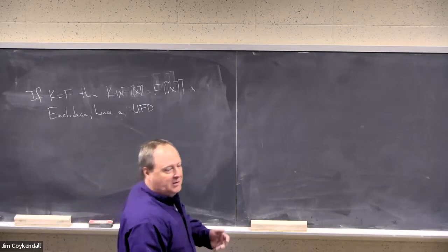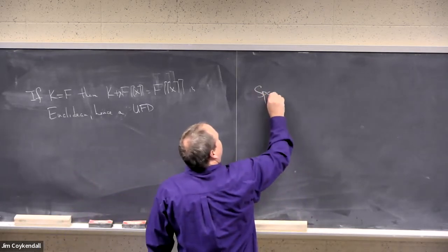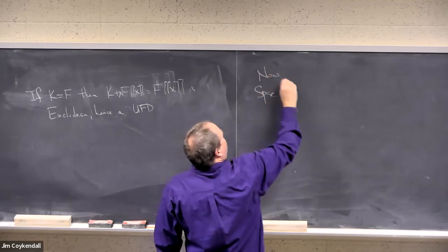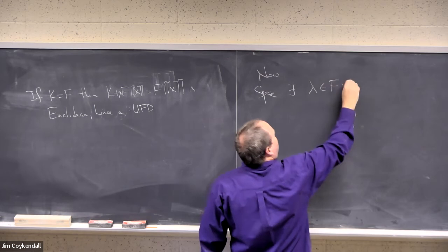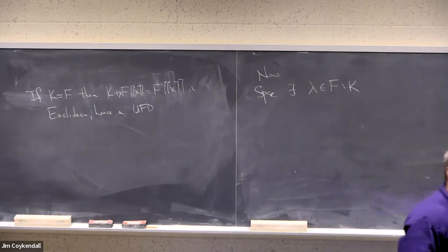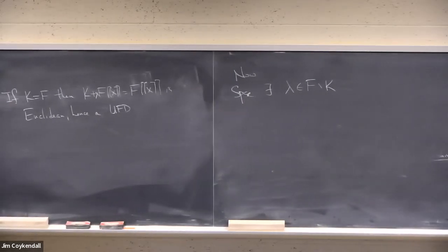Let me give it. Now suppose there exists, let's see, lambda in F not K. So let's suppose that F is genuinely bigger than K. My claim is this thing, we know it's an HFD. My claim is it can't be a UFD anymore. Does anybody see a bad factorization?